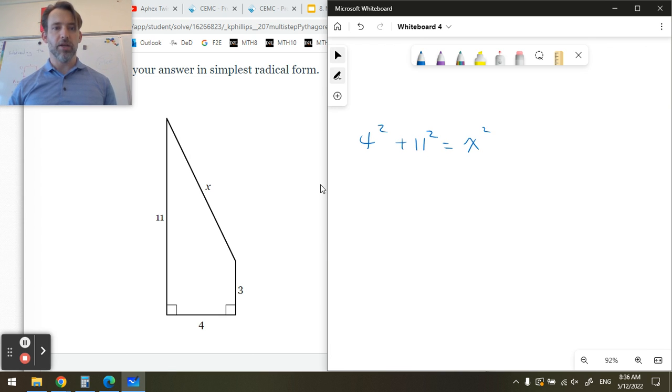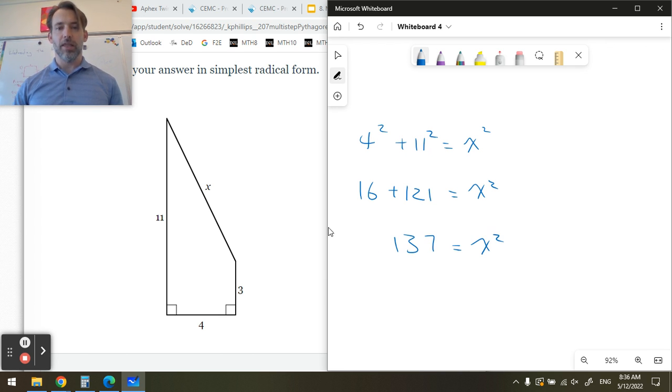X is the hypotenuse, so it's the longest side, and that's a triangle 4 by 11. That side length 3 is not relevant to the problem. I don't need it. So there you go. This is 16 plus 121 equals x squared. X squared is then 137. And then taking the square root of that, I predict 11.8.